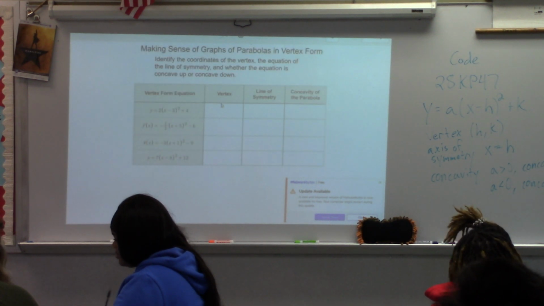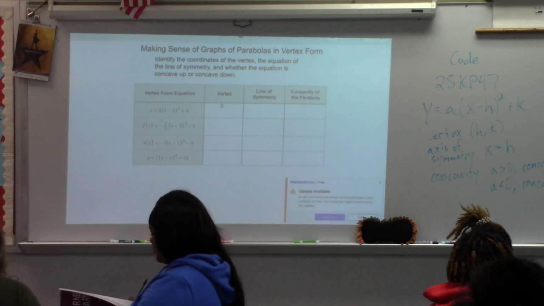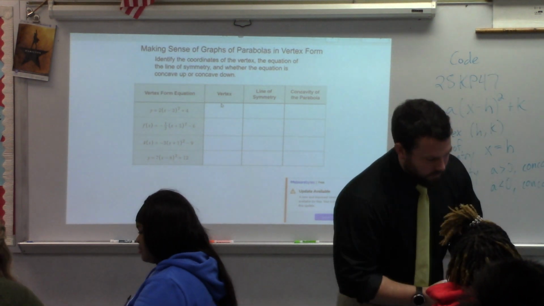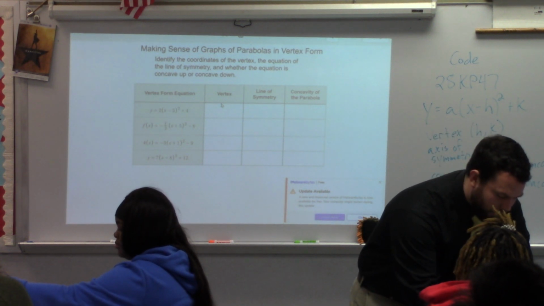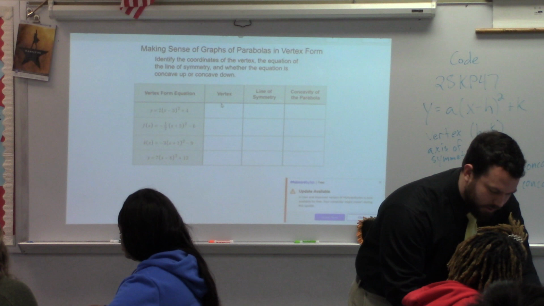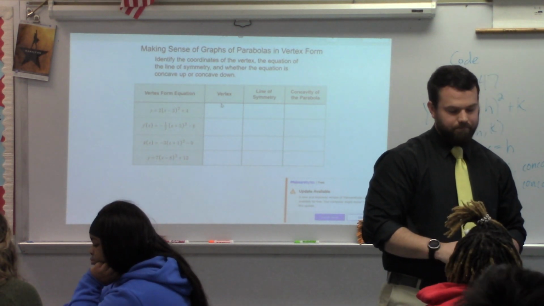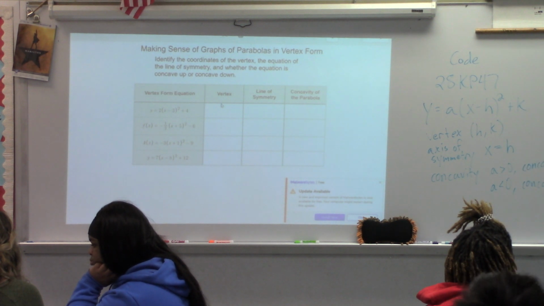This is the vertex formula. That was the same one. Huh? That was the same one from the... No, it wasn't. The one was like this. Because it was AX, right? It was... this was KX.